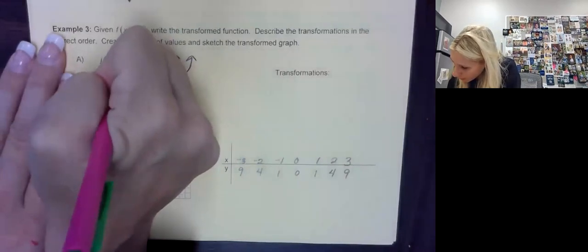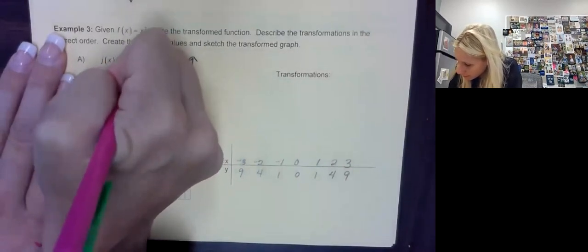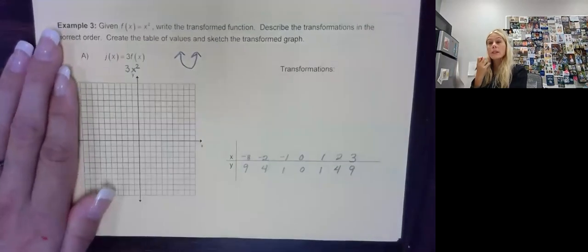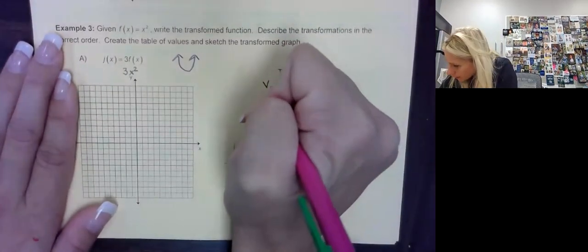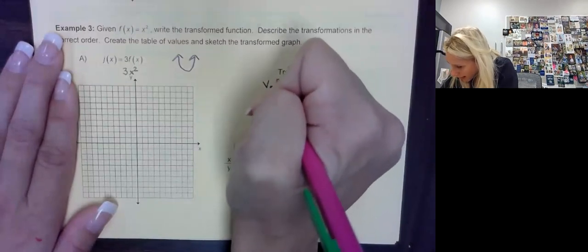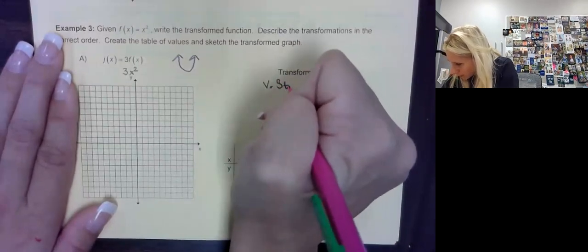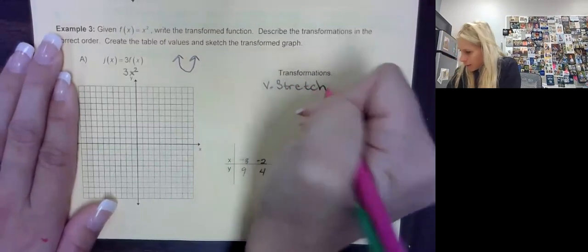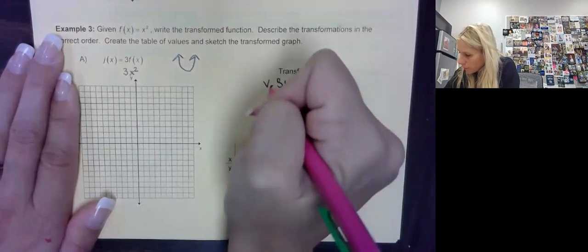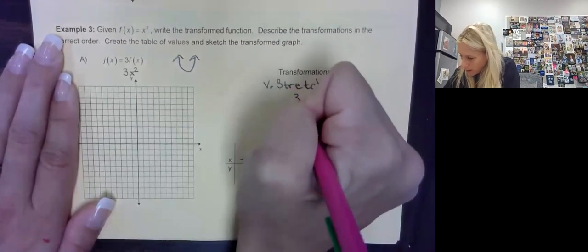This would look like 3x squared. It's on the outside, so we're going to do it to y. So what is this? This is a vertical stretch, right? Because it's greater than 0. Well, the absolute value. And it's going to vertical stretch by 3.